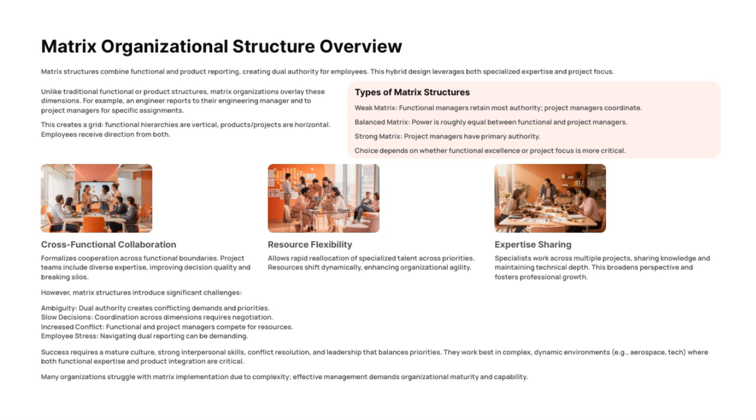The structure creates a grid. Functional hierarchies are vertical, and products or projects are horizontal. Employees report to both. Unlike traditional functional or product-only structures, the matrix overlays these dimensions, providing a hybrid approach. For example, an engineer reports to their engineering manager, but also to a project manager for specific assignments. Overall, matrix structures combine functional and product reporting, creating a dual authority system that leverages both specialized expertise and project focus. This hybrid design can be very effective, but it requires careful management to navigate its complexities.